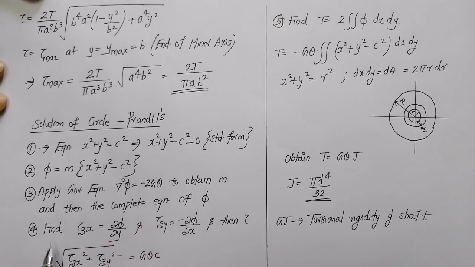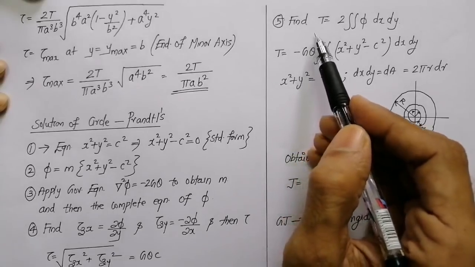Now the fourth step is to find out the stress components. I have told you these are the ready-made equations of tau zx and tau zy, which you need to know, and the stress tau is equal to root of tau zx square plus tau zy square. So this value we will obtain while solving the problem. I will explain very soon.